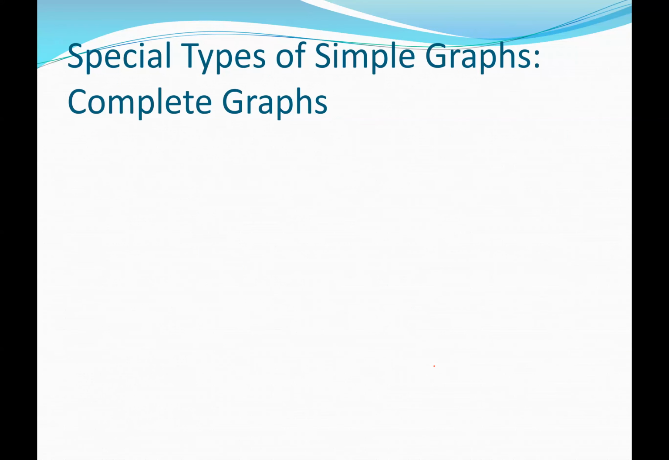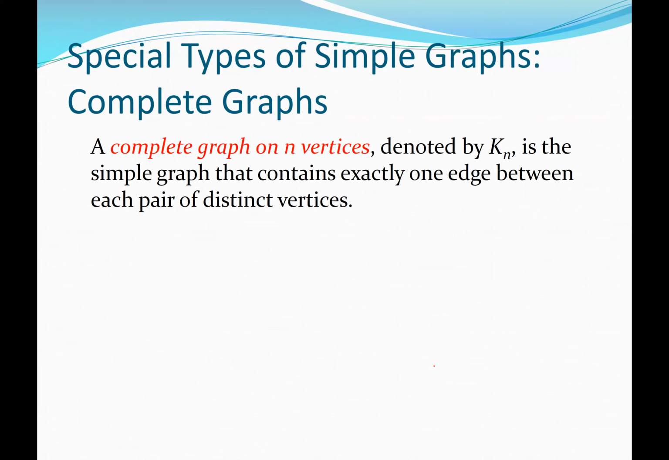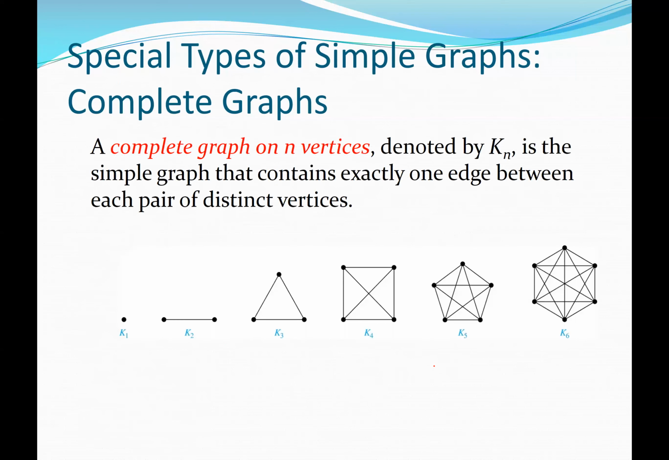All right, so here are some special graphs that we have. The first one is the complete graph. We denote it by K sub n. A complete graph is a simple graph that contains exactly one edge between each pair of distinct vertices. Again, a complete graph is a simple graph, and we did talk about simple graphs in section 10.1.